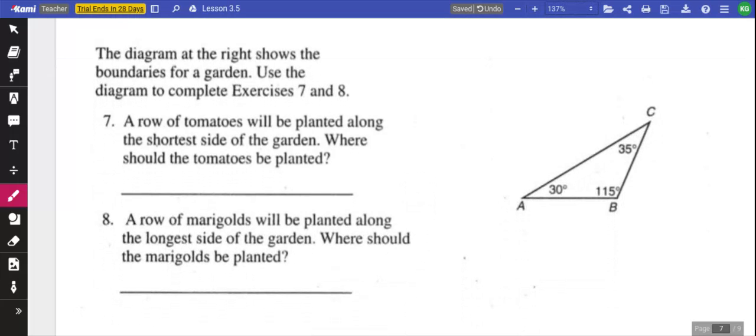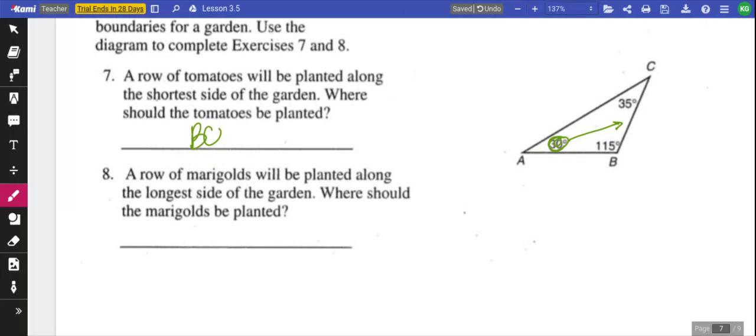A row of tomatoes will be planted along the shortest side of the garden. Where should the tomatoes be planted? So the shortest side is going to be opposite the smallest angle. So here's my smallest angle, 30 degrees. And so my shortest side would be BC.